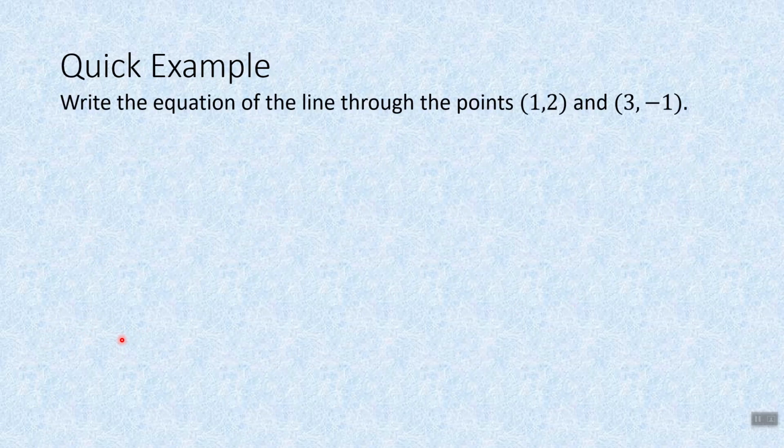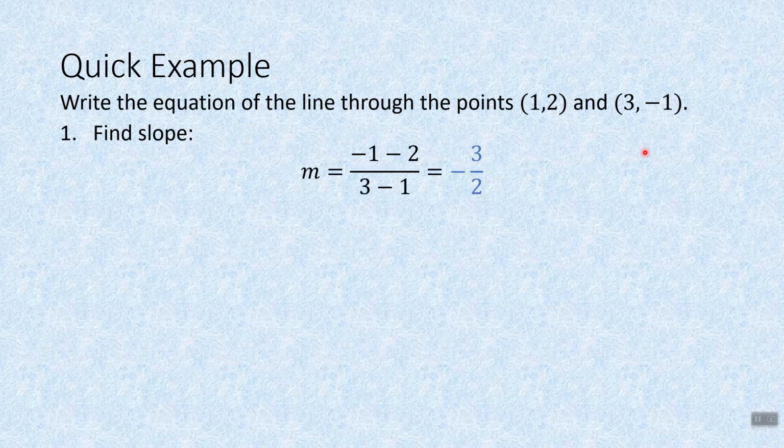If we wanted to write the equation of the line through the points (1, 2) and (3, -1), the first thing I would do would be to find the slope. I'm going to use the slope formula that says I'll take y2, the second y value, and I'll subtract y1, the first y value. So I'll have negative 1 minus 2 in my numerator. The formula then says we'll take x2, the second x value, minus x1. So the second x value minus the first x value becomes 3 minus 1 in our denominator.